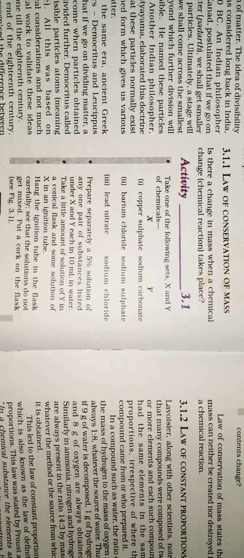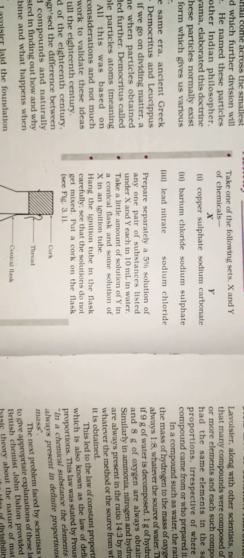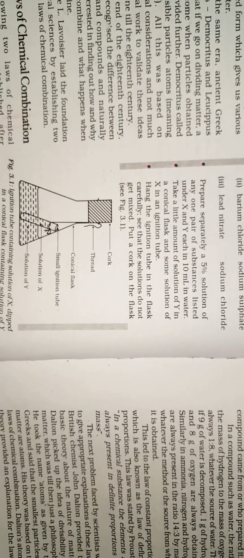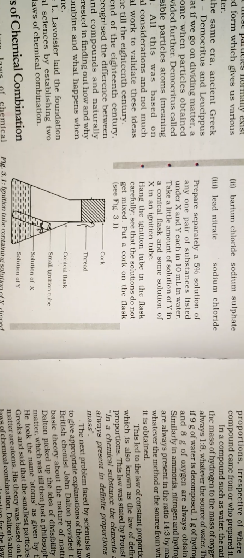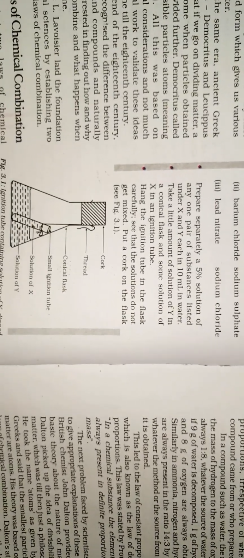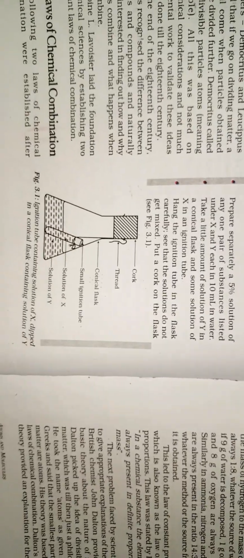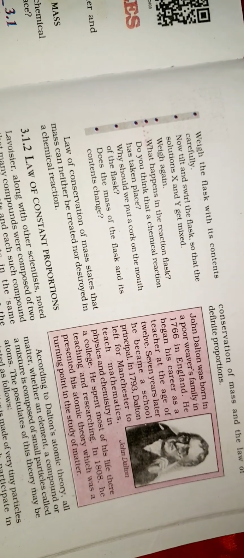Take a little amount of solution Y in a conical flask and some solution X in an ignition tube. Hang the ignition tube in the flask carefully. See that the solutions do not mix, so you have to take care that the solutions will not mix. Put a cork on the flask. Observe figure 3.1. Then weigh the flask with the contents carefully. Now tilt and swivel the flask so that solutions X and Y get mixed.